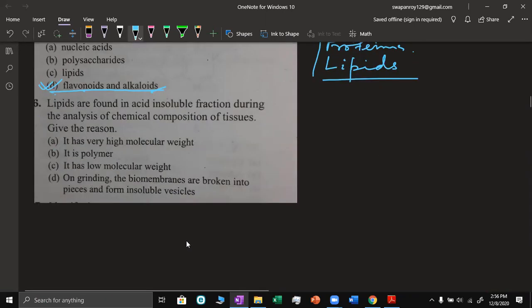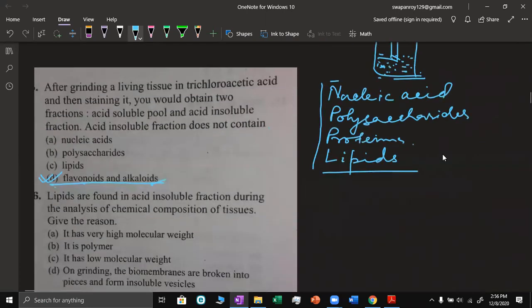Just now we have learned that nucleic acid, polysaccharides, protein and lipids are found in the insoluble portion. One question is about the lipid. Lipids are found in the acid insoluble fraction during the analysis of chemical composition of tissues. Lipids are found in the insoluble fraction. Give the reason. Why is it so?